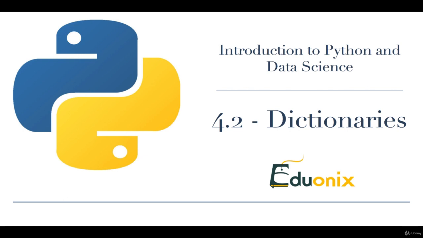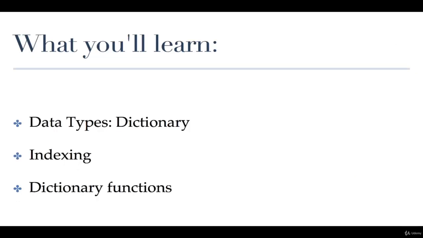It'll help you understand a bunch of real practical things that we do with data science, like dealing with large packages of information. So what we're going to learn today is the data type dictionaries. We're going to learn how we index dictionaries, because I told you the indexing system is a little bit different with them. And lastly, we're going to be talking about dictionary functions.